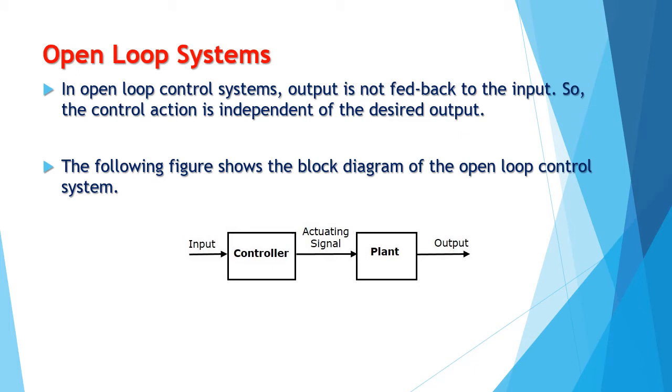The following figure shows the block diagram of an open-loop control system. Here, an input is applied to a controller and it produces an actuating signal or controlling signal. The signal is given as an input to a plant or process which is to be controlled. So the plant process produces an output which is controlled. The traffic light control system, which we discussed earlier, is an example of an open-loop control system.